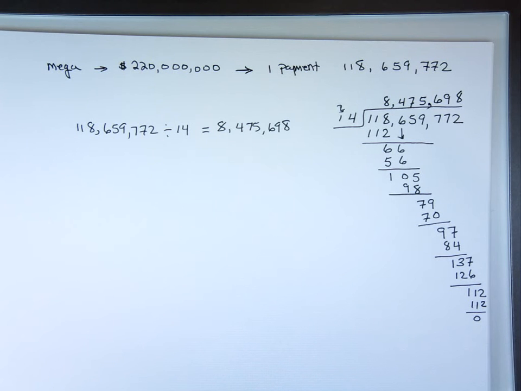So each one of us will get 8,475,698. You can't give me one? Nope, you came in late. Damn. Nah, you didn't win. You know? I could have been rich.